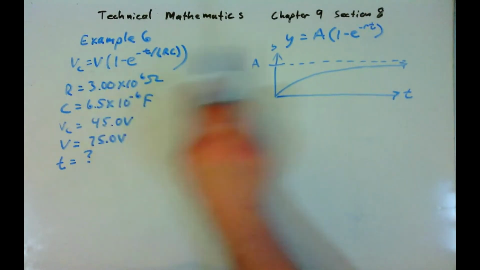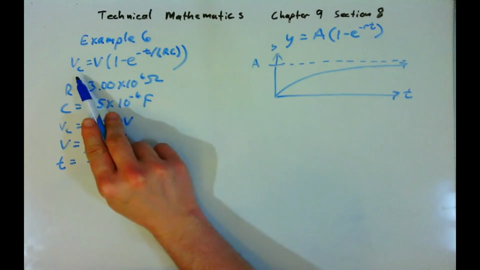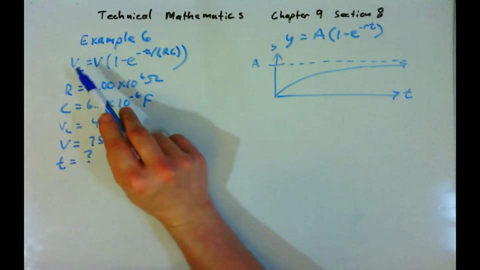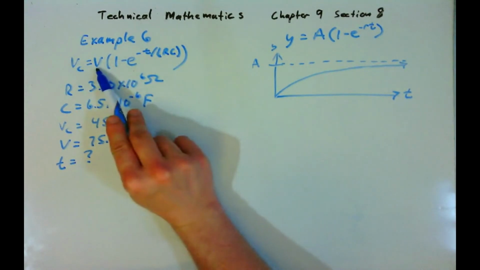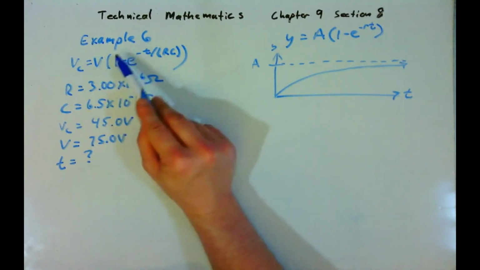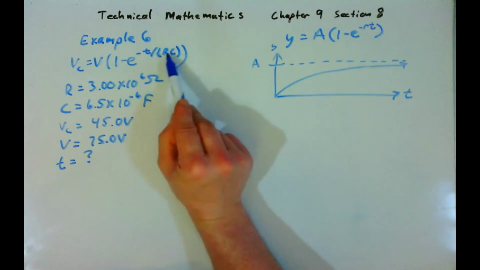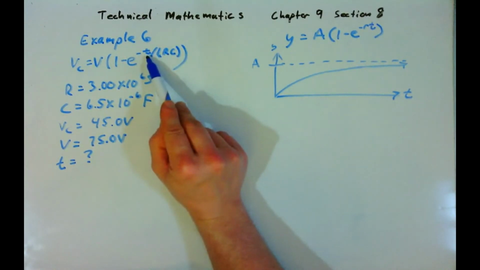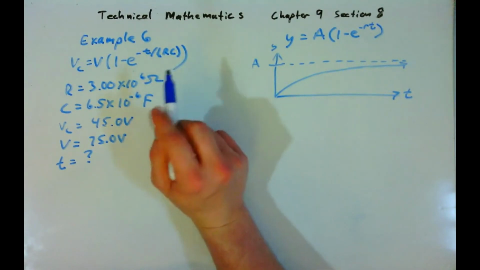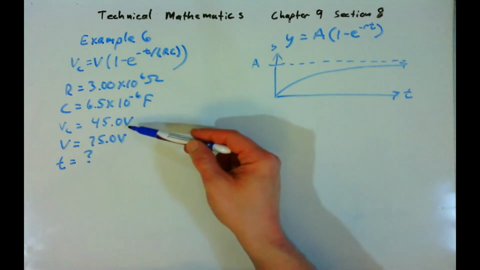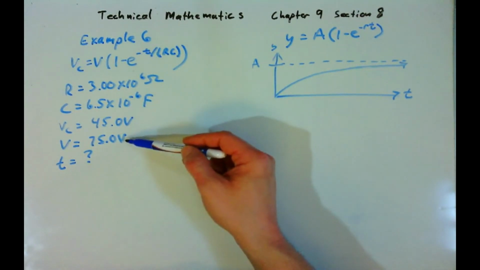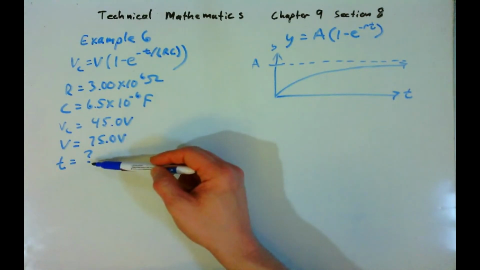Then they give us a more specific form of the equation. It's the same equation, except this deals with capacitors in a DC circuit. It says that the voltage across a capacitor in a DC circuit is equal to the maximum possible voltage, which is usually the supply, the source in the circuit, times 1 minus e to the negative t divided by RC power, where t is the amount of time that has passed, and R and C are the resistance and the capacitance. So they give us some values for resistance and capacitance, the voltage on the capacitor, the bound, or the maximum possible voltage the capacitor can have, and they want us to solve for t.